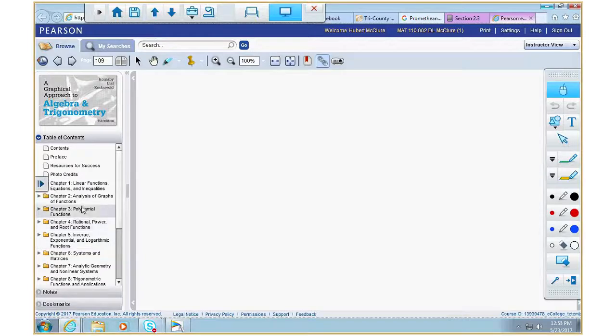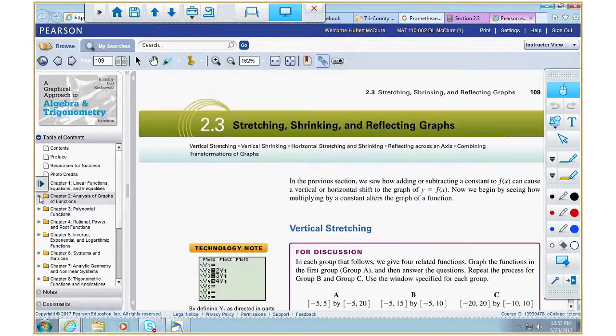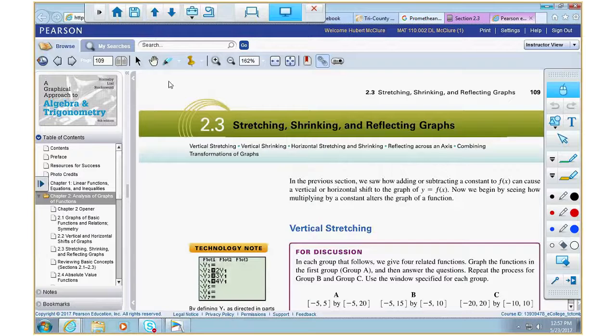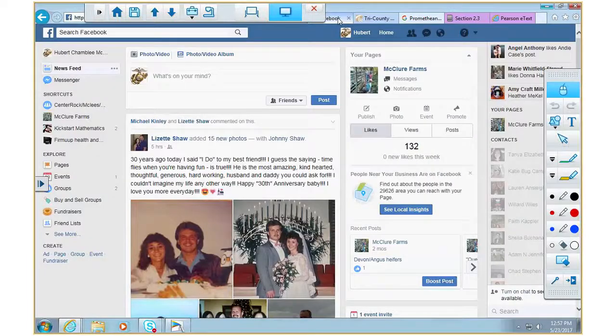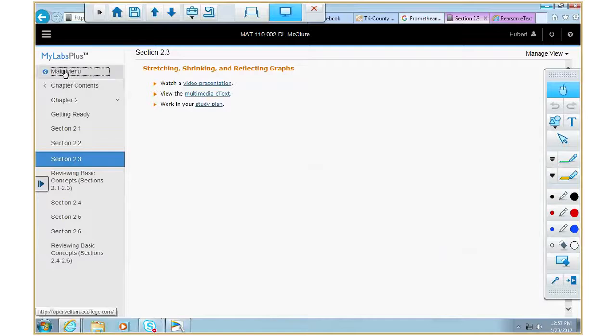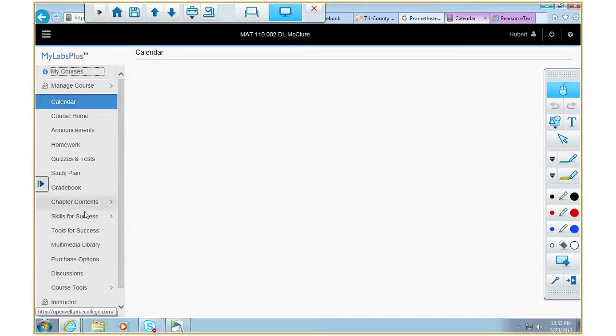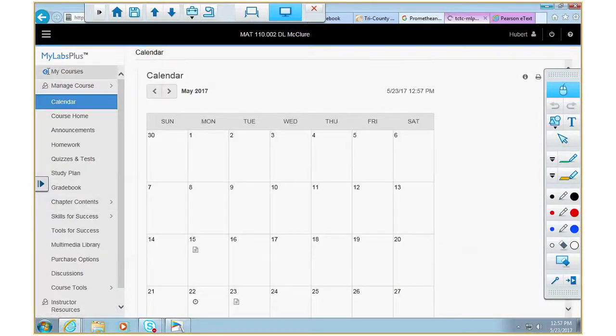Come on up. Come on up. There we go. Oh no, this is Math 110. Y'all want to learn Math 110 right quick? I thought I pulled up Math 120. Today must be one of those days that everything's going to go haywire.